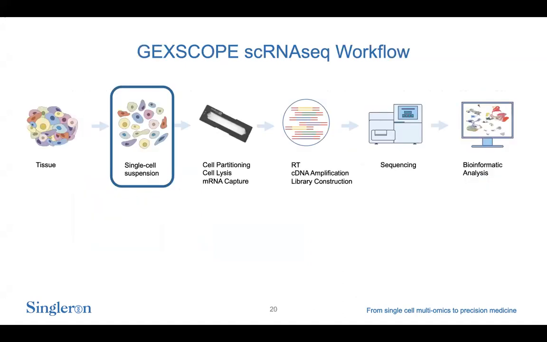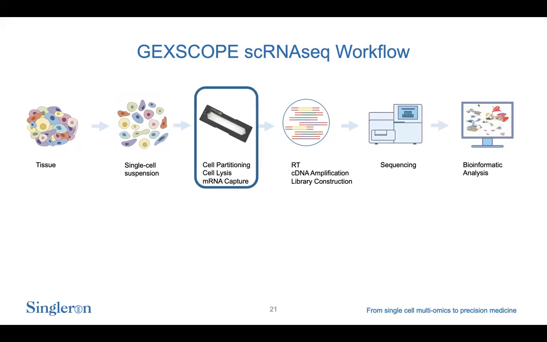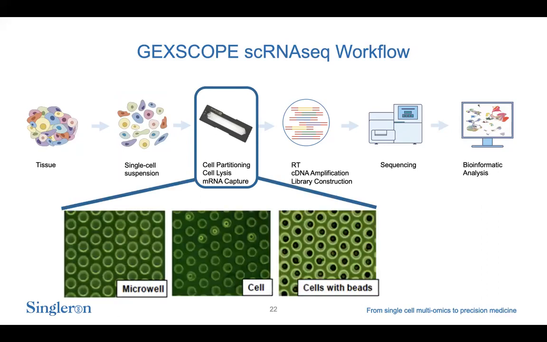Okay, so we are at the step where the tissue has been processed and we already have our single cell suspension. What we do next is that we simply load this single cell suspension onto the chip. You are able to visualize this chip on your own under a simple microscope. So you can see what the microwells, the empty microwells, look like.